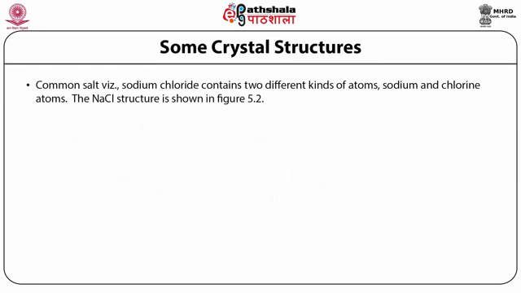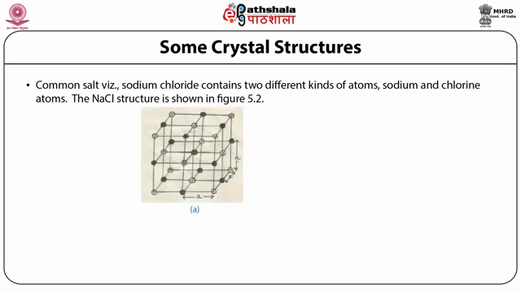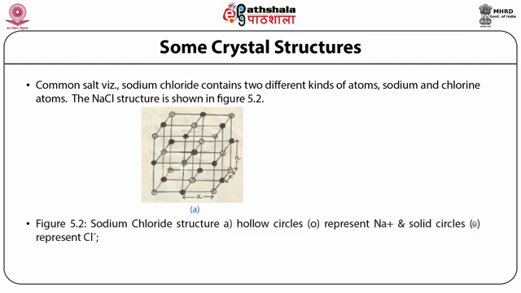Common salt, namely sodium chloride, contains two different kinds of atoms, sodium and chlorine atoms. The NaCl structure is shown in figure 5.2. Figure 5.2a shows the sodium chloride structure. Hollow circles represent Na plus and solid circles represent Cl minus.